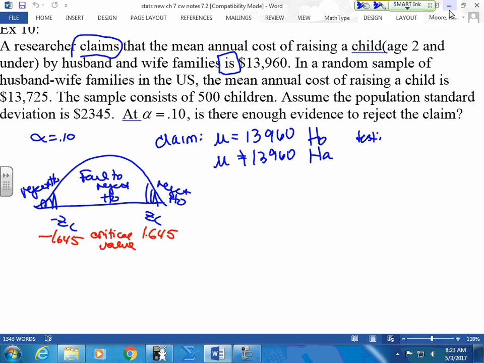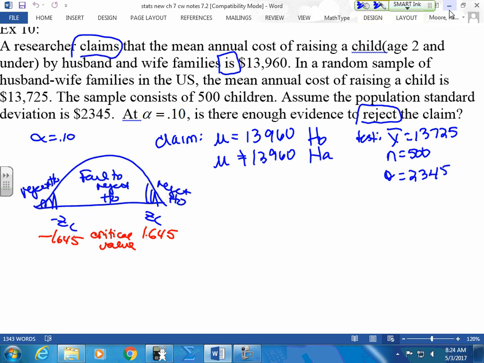Blah, blah, blah. The sample, hang on. In a random sample of husband-wife families, the mean annual cost, x bar, is $13,725. The sample size is 500. Assume the population standard deviation is 23.45. Now notice, it didn't say normally distributed because my sample size is well above 30, right? So they don't have to tell me normally distributed. They want to know, is there enough information to reject the claim?